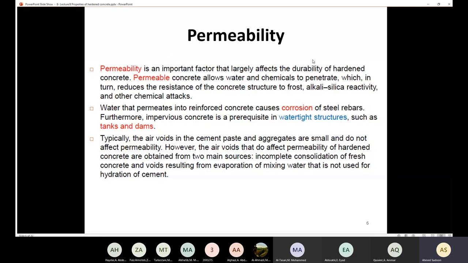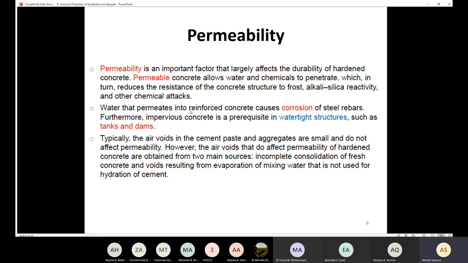Then we have the permeability. Permeability is an important factor that largely affects the durability of hardened concrete. Many researchers who work in concrete always say permeability is the key for durability. So if you have permeable concrete, that means the concrete is going to allow water and chemicals to penetrate. And that in return is going to reduce the resistance of the concrete to frost, to alkali silica reactivity, and other chemical attacks.